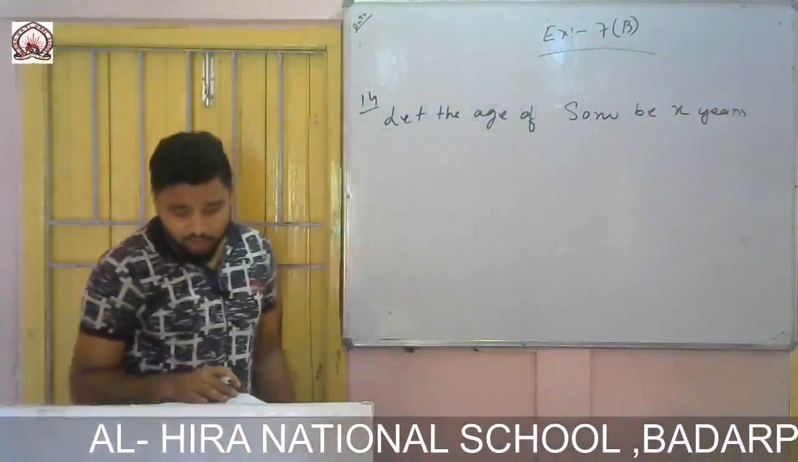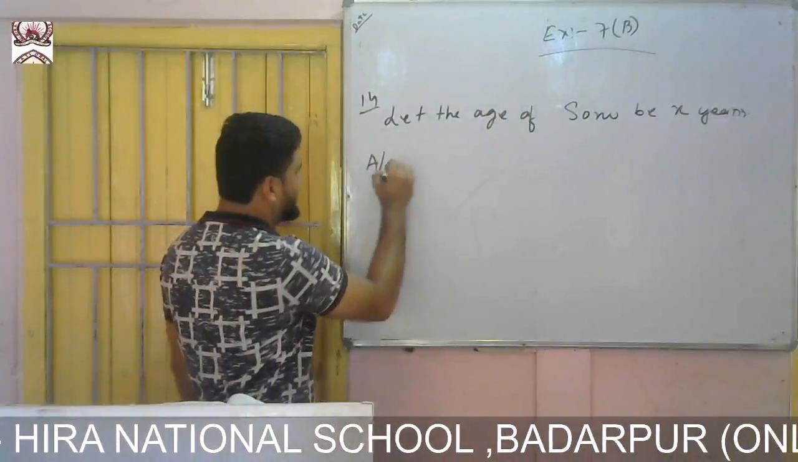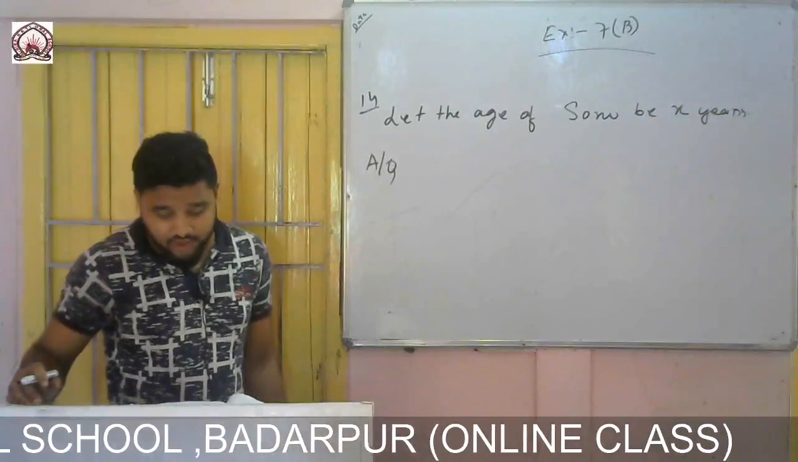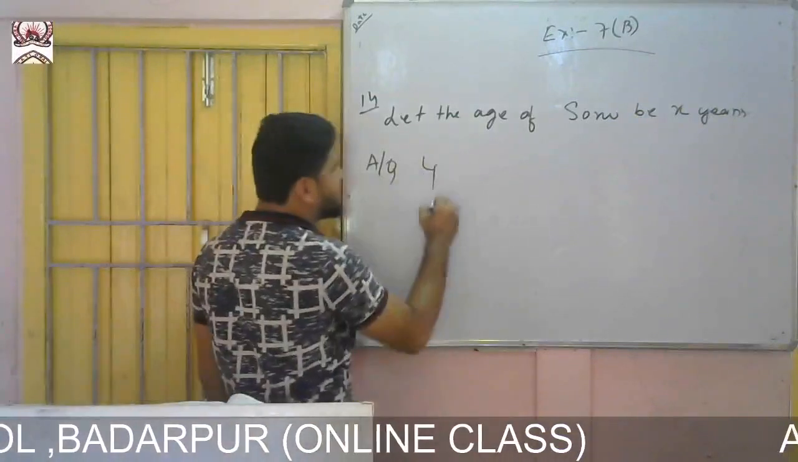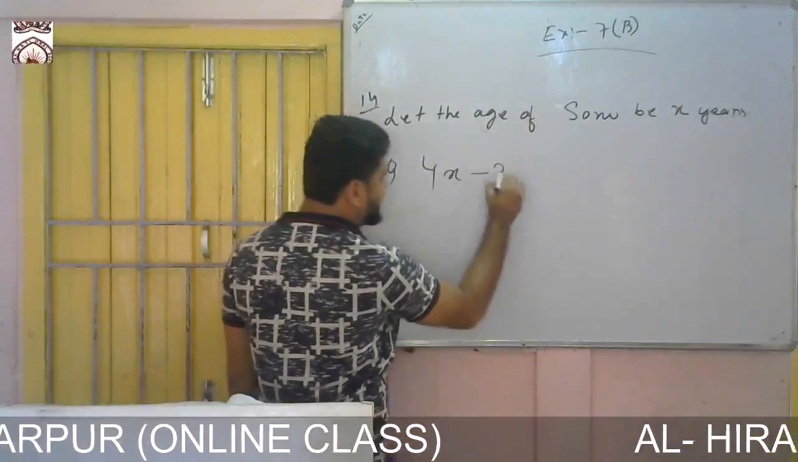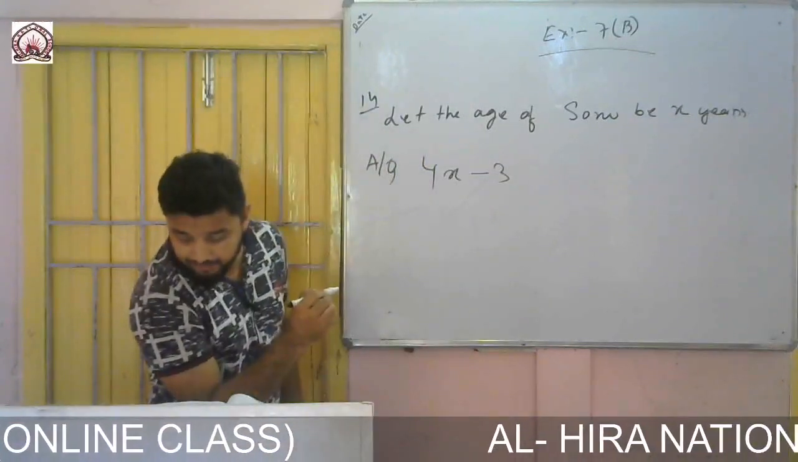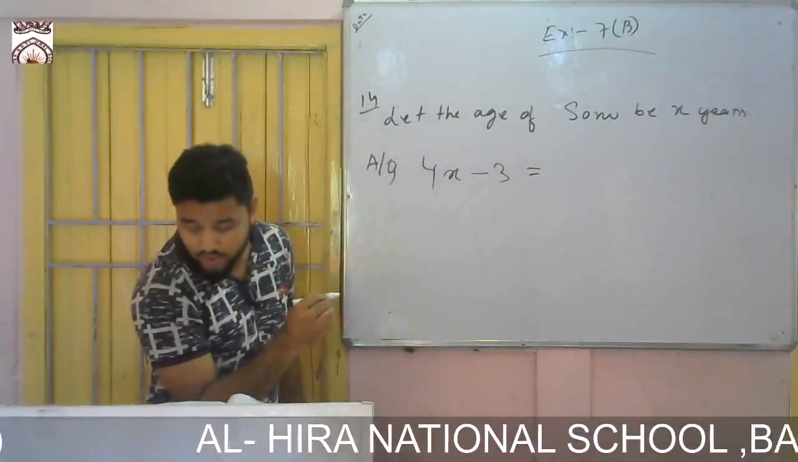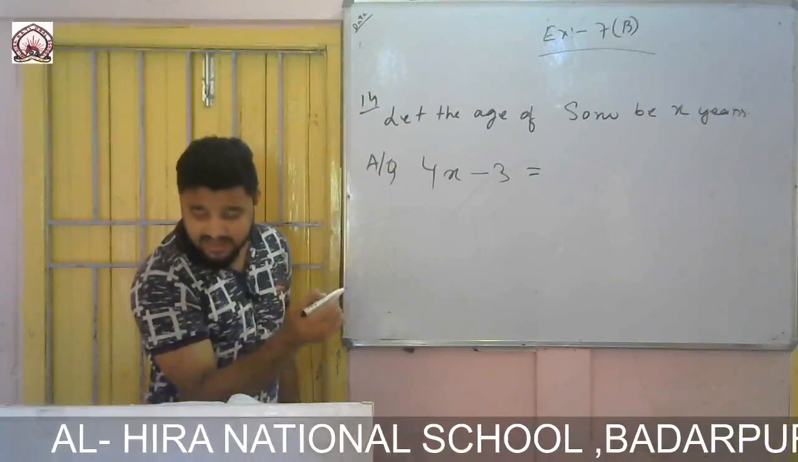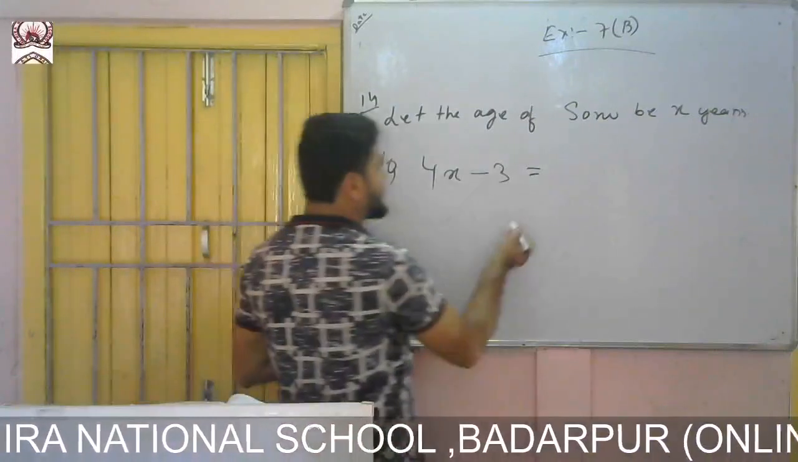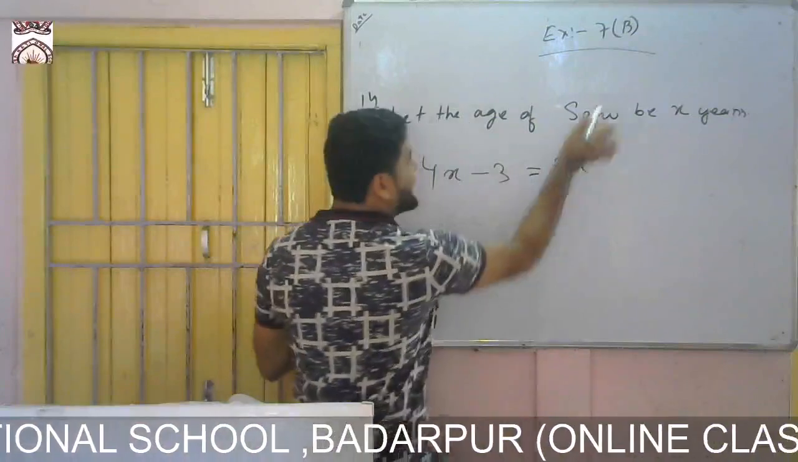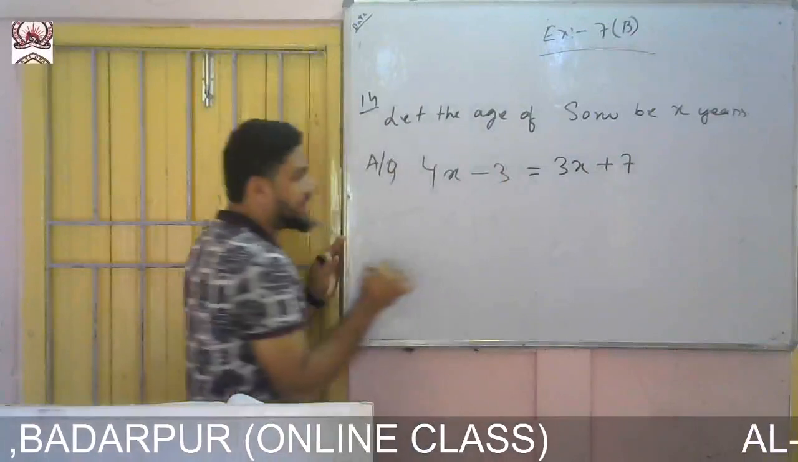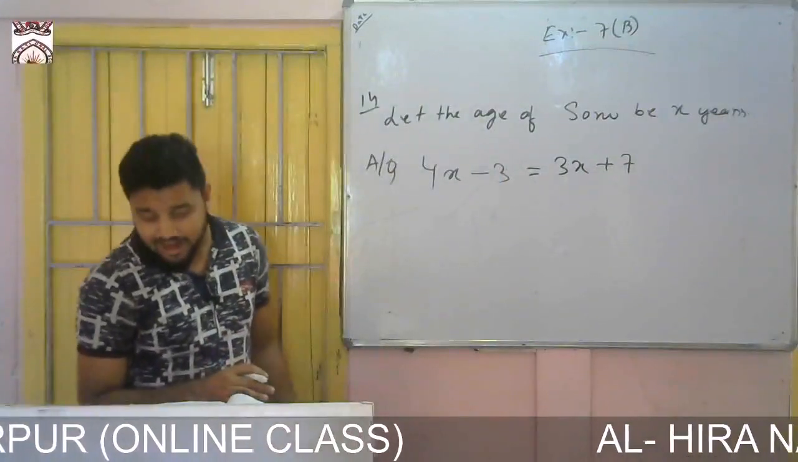According to the question, what is given? 4 times Sonu's age decreased by 3 equals 3 times his age increased by 7. How old is Sonu?